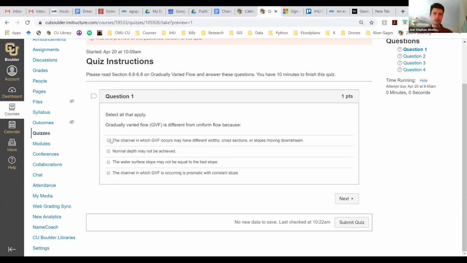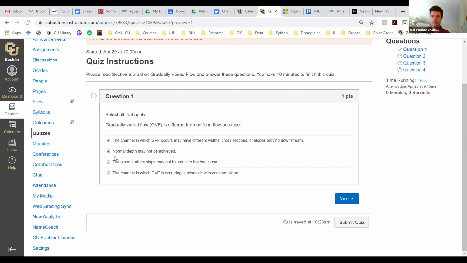Yes. Okay, so we'll check that one. The normal depth may not be achieved. Is that true? Gradually varied flow channel. Yeah, that's the whole point, is normal depth, you really only achieve that in kind of theory or a channel that is like long and straight for kilometers or miles. So you're always transitioning from one kind of flow regime to another, and you're always approaching normal depth, but you're rarely ever achieving it.